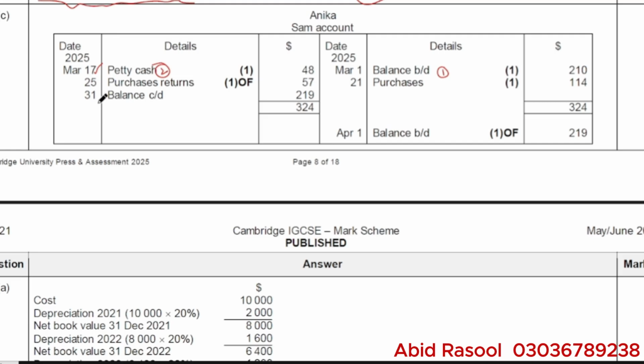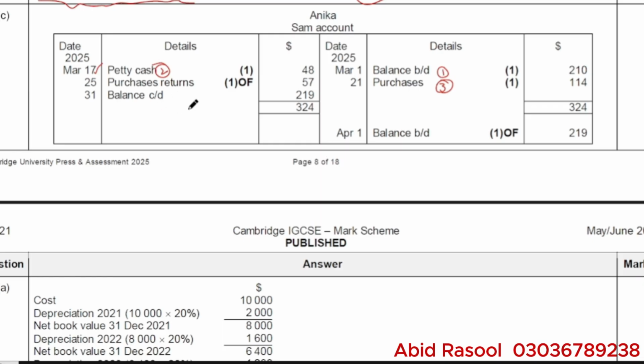After 17, there is an entry of 21. See the order of the dates of these transactions, please. On 21, we made purchases of $114. The purchases list price was 120, but there was $6 trade discount, so we are putting the amount after trade discount. This is the third transaction to be put in Sam's account.